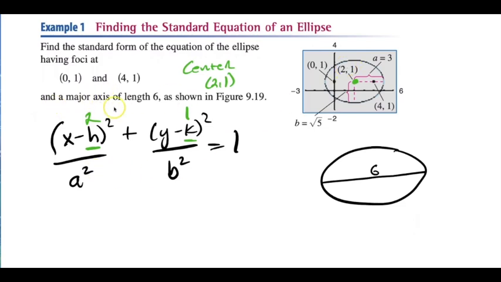They already told us our major axis length is 6. This from here to here is 6. That means our a is going to be 3, because it's half the length. It's from the center to the edge. Our a is going to be 3.